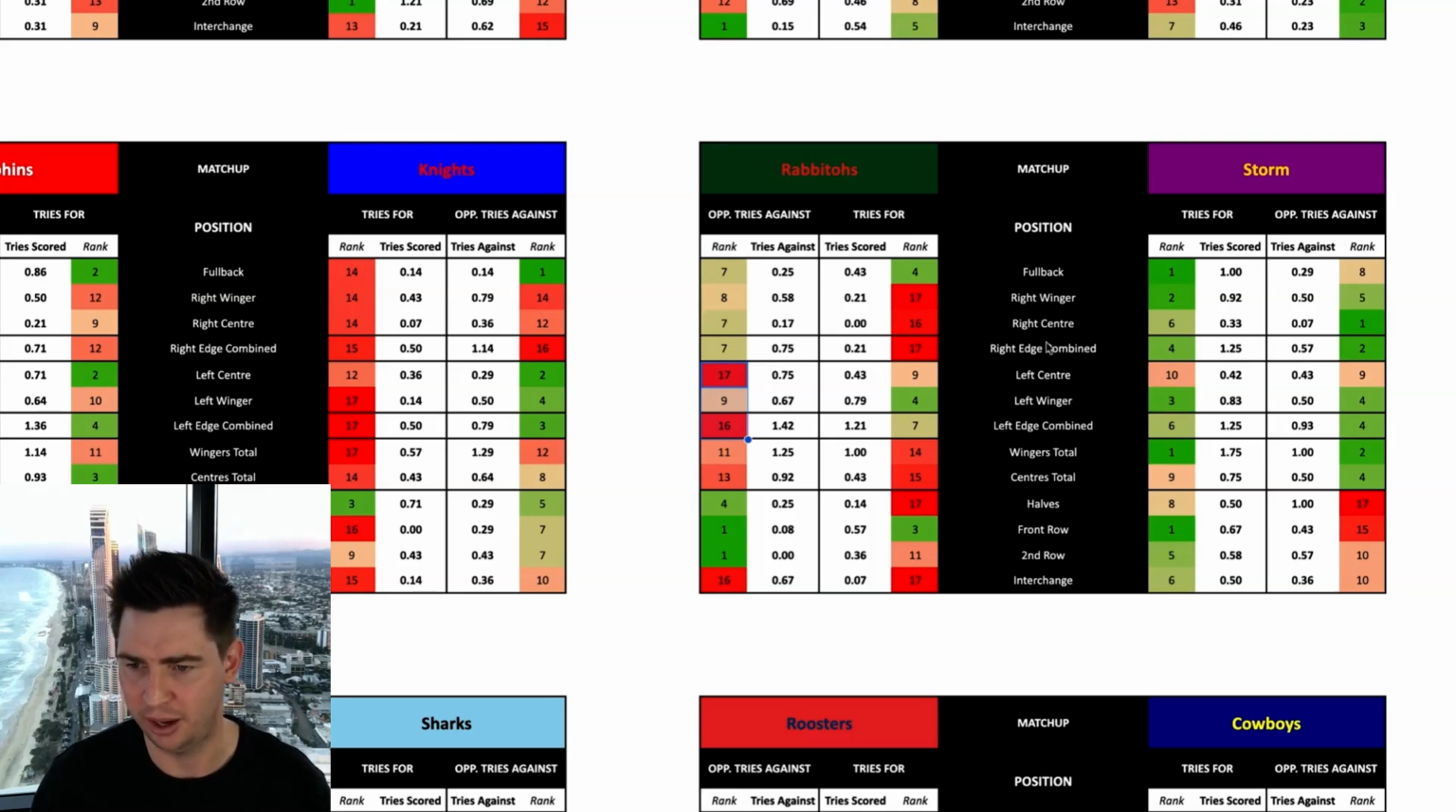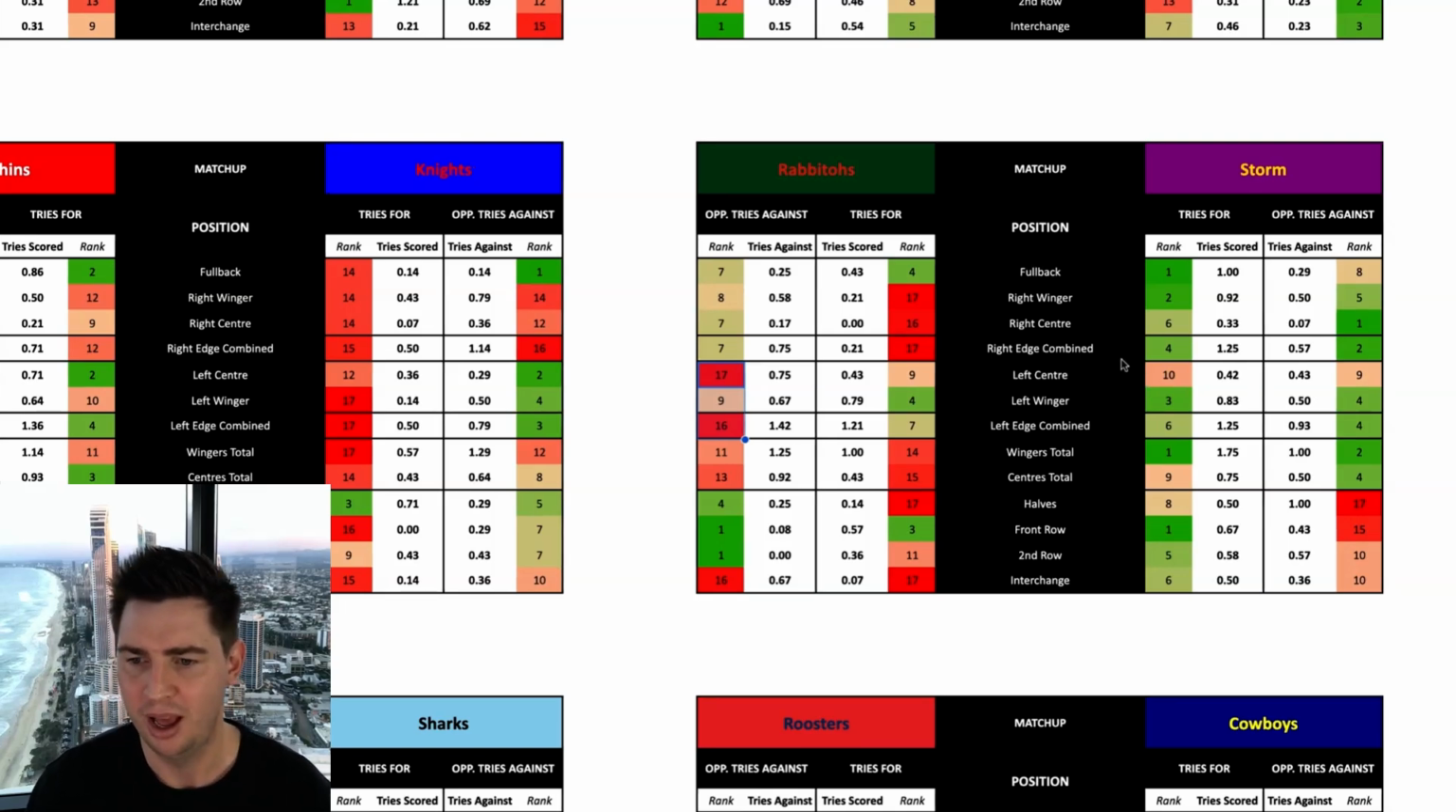So that's the first play, Johnston at $2 at Bet365. Then for the Melbourne Storm, 2 plays. First in the halves, and we're going to go with Jerome Hughes. He's paying $2.90 at Sportsbet.